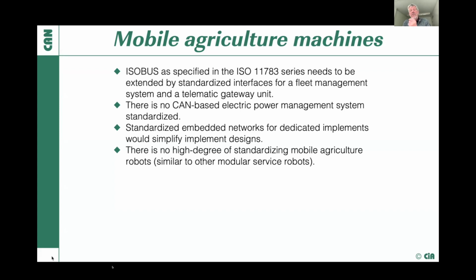And there is also no high degree of standardizing mobile agriculture robots. This is also something that needs to be improved. And we see that in the future, there will be more and more automated guided vehicles on the fields and in other applications, including vineyards. But all this is known, but those industries are slow in adapting this. Needs some time.